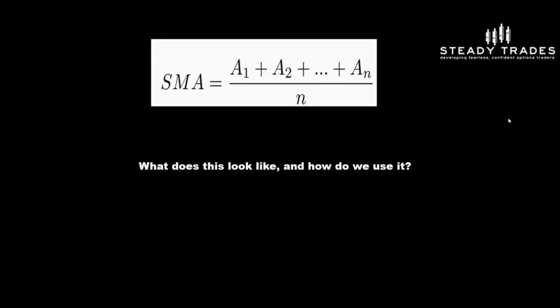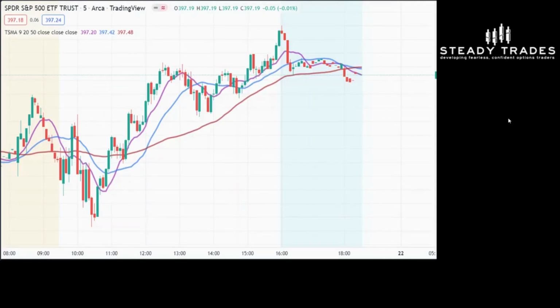So what does it look like? How do we use it? This is a visual example of multiple SMAs together. We typically use SMAs in 9, 20, 50, 100, and 200 time frames. This is where you can see those time frames. The purple is the 9, the blue is the 20, and the 50 is the red on this chart.